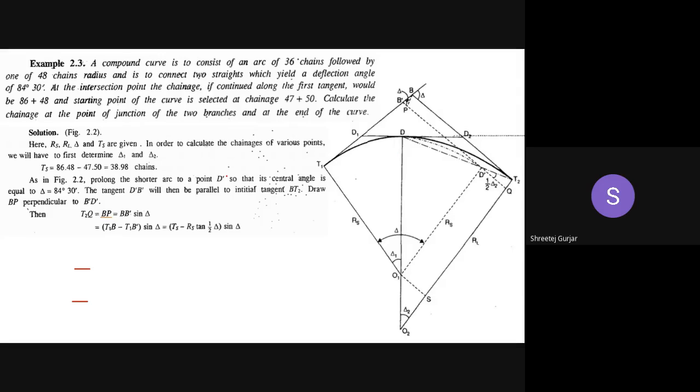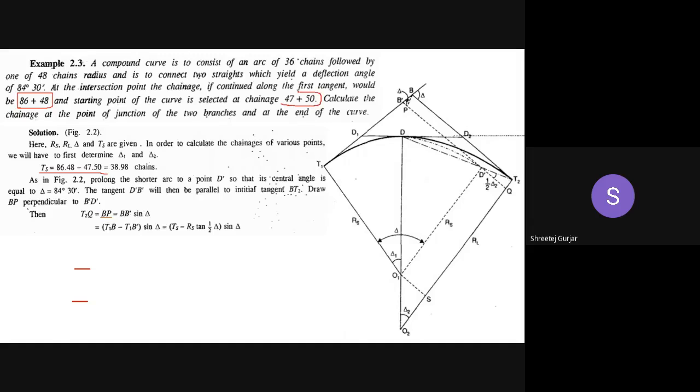Okay, so you can see this TS we have calculated, right? 86.48. 86.48 is here. In terms of chainage, in terms of chains we are calculating, not in terms of meters.